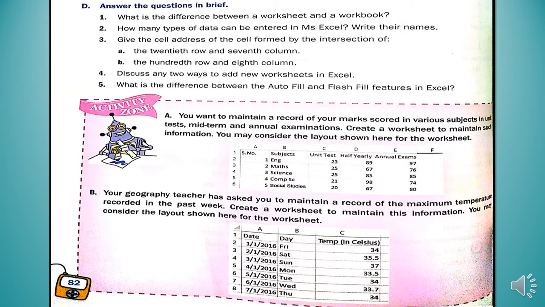Okay, now on page number 82, the D part of assessment zone is answer the questions in brief. As you know that we have done this in our lessons named as exercise question answers, and I hope now there is no difficulty while solving these questions. Now here is an activity zone for you, and you have to perform this activity in MS Excel on your computers. Part A is, you want to maintain a record of your marks scored in various subjects in unit test, midterm and annual examinations. Create a worksheet to maintain such information.